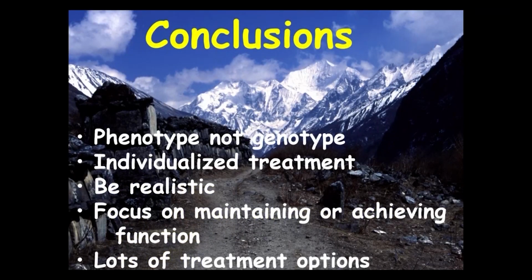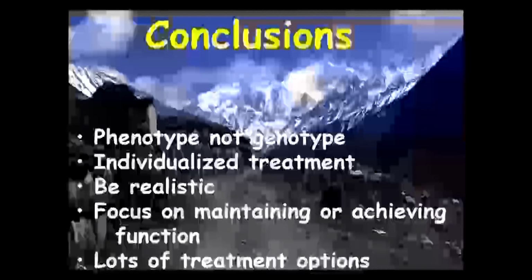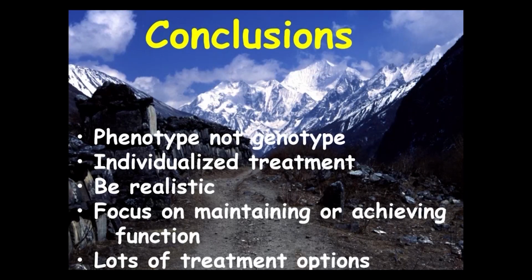So in conclusion, recognizing that I've covered an awful lot in a short period of time, as orthopedists, we really focus on phenotype and not genotype. Treatment is individualized, and it's based on the functional level of the patient and what goals we might have. It's based on the presence of any symptoms. It's based on coexisting medical problems, and it's done as part of a multidisciplinary evaluation.